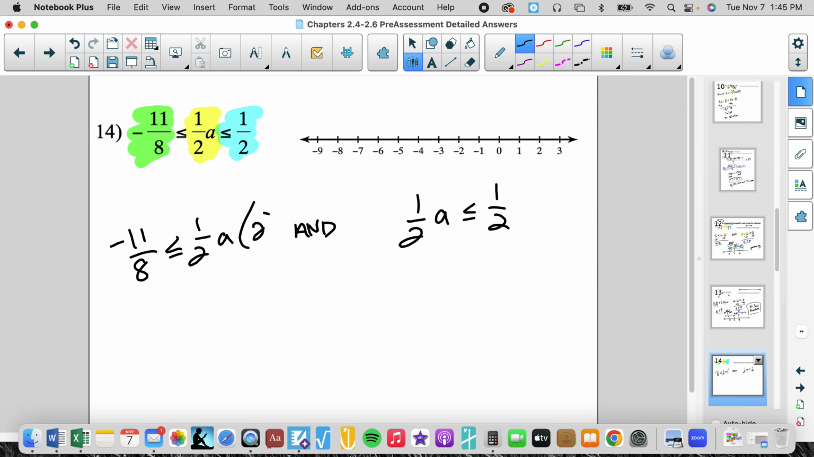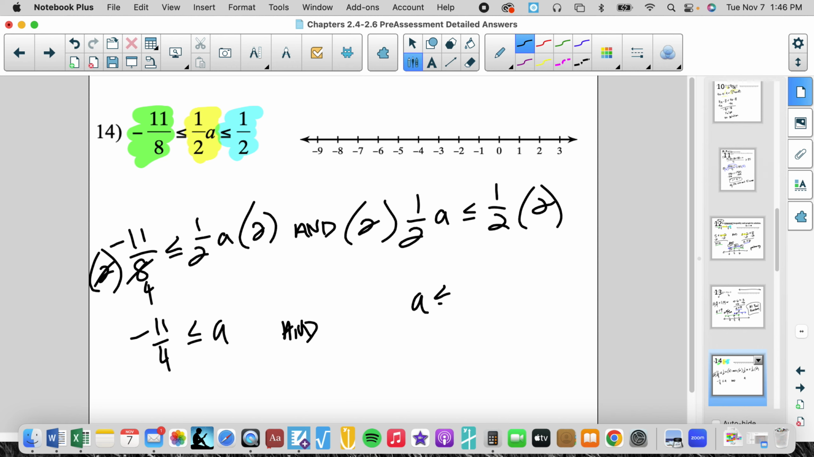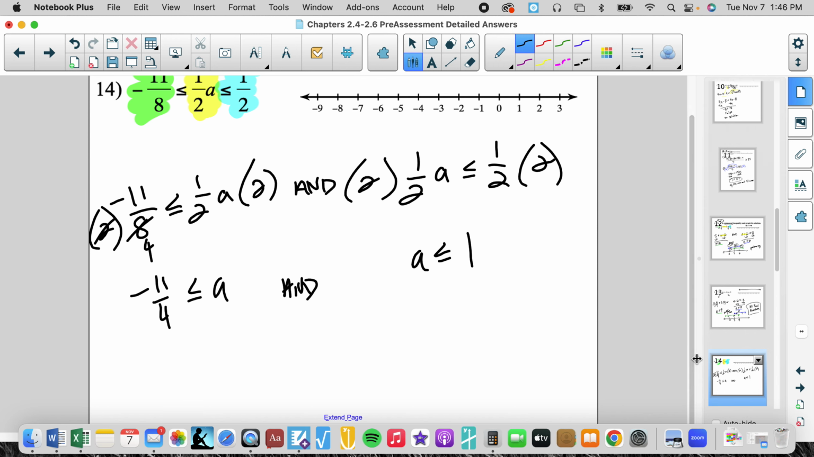So if I multiply both sides by 2, it cancels, and it gives me negative 11/4 is less than or equal to a, and I'm going to multiply by 2, and I get a is less than or equal to 1. Let me make sure that I did that correctly. 11/8, multiply by 2, 2 in the numerator, 8. Yep, that looks good. If I need, I can make that negative 2 3/4.